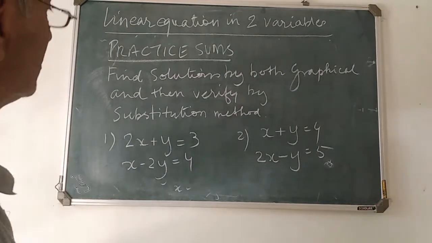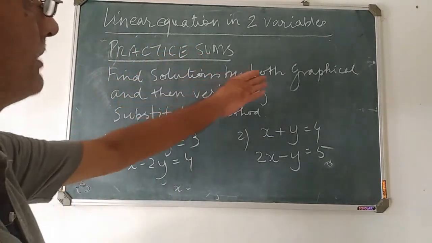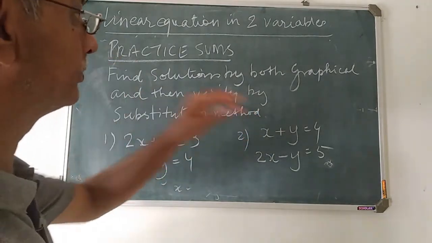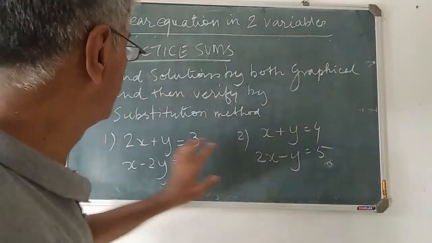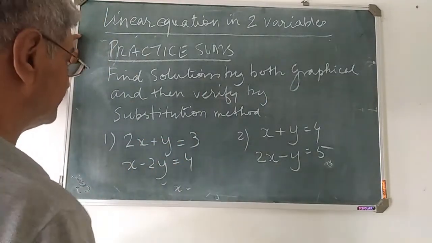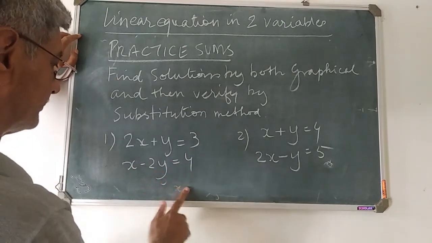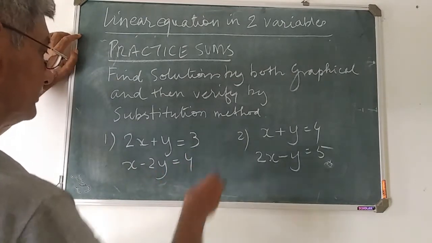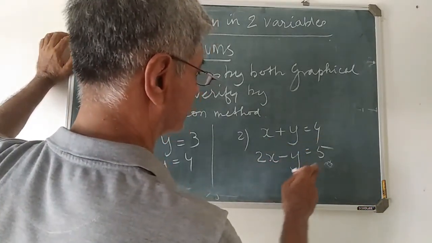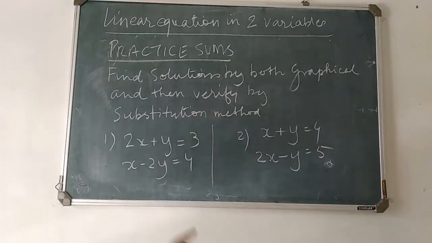Okay, practice sums. Find solutions by both graphical and then verify by substitution method. So you got to find out by graphical method and substitution method. These are the two sums. 2x plus y is equal to 3 and x minus 2y is equal to 4. Okay, this is one sum. The second sum is x plus y is equal to 4, 2x minus y is equal to 5. You can pause the video and write it down.